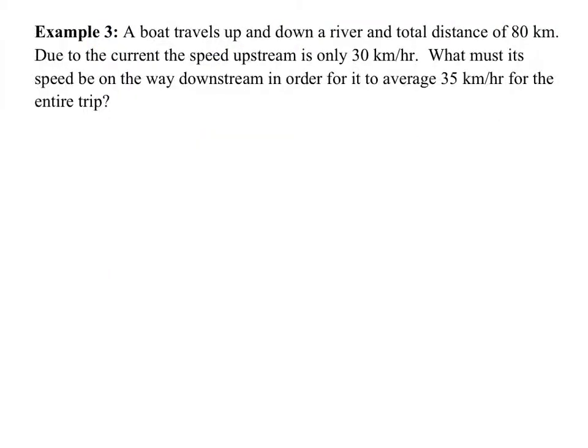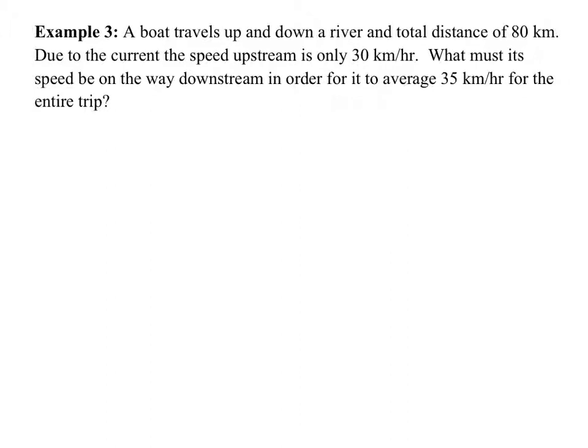Have a good day. Let's see, we have an example here: a boat traveling up and down a river, a distance of 80 kilometers. Due to the current, the speed upstream is only 30 kilometers an hour. What must its speed be on the way downstream for an average of 35 for the entire trip? What's the common mistake here?